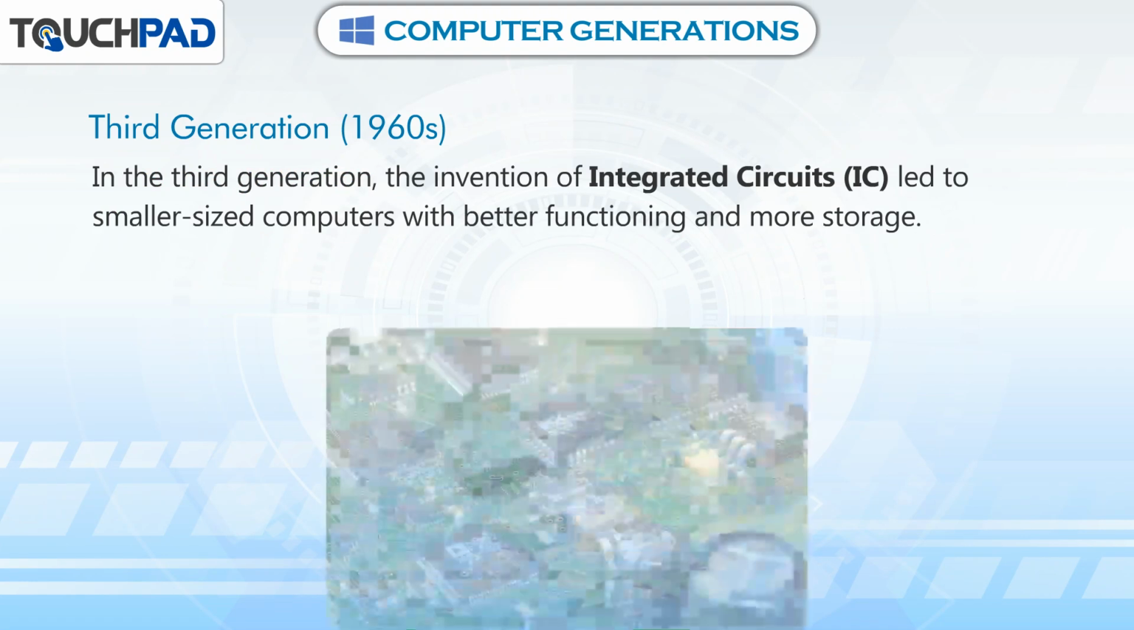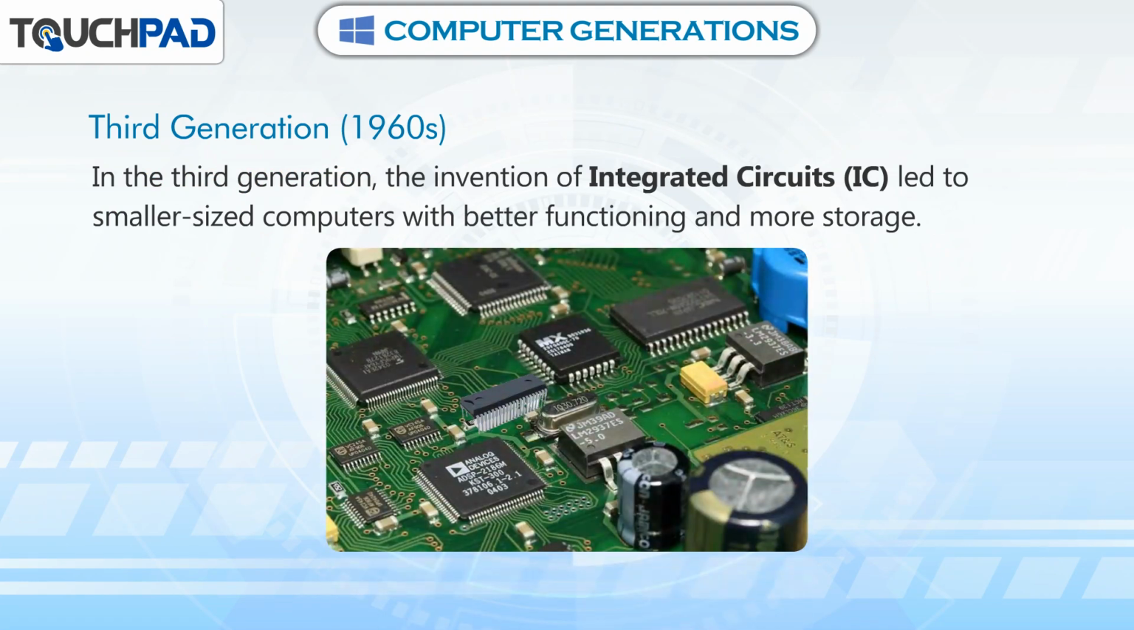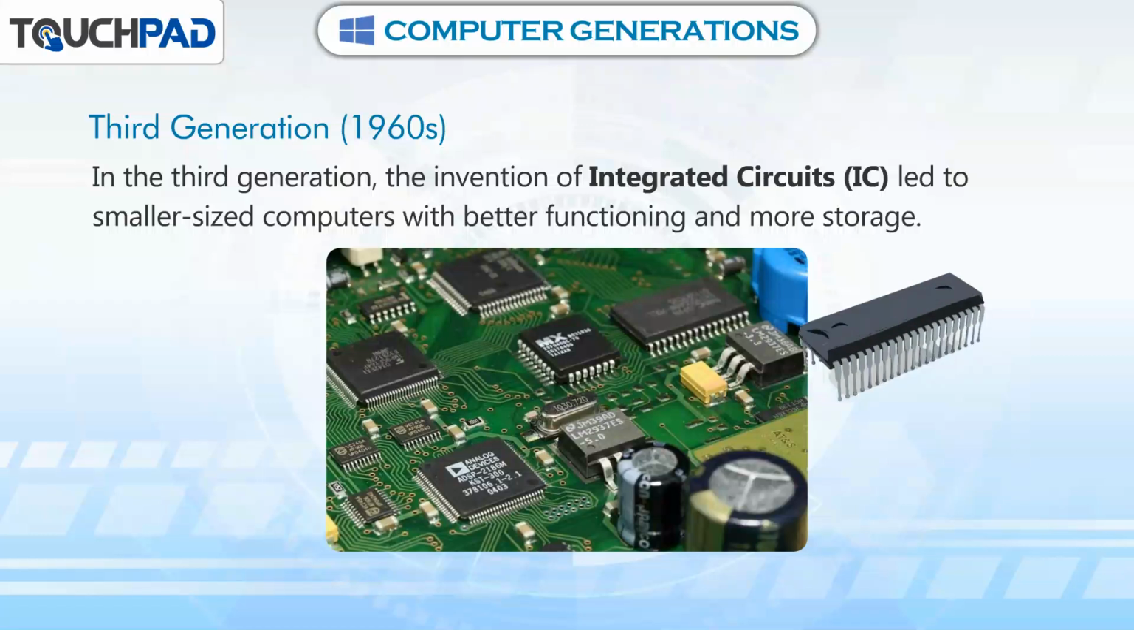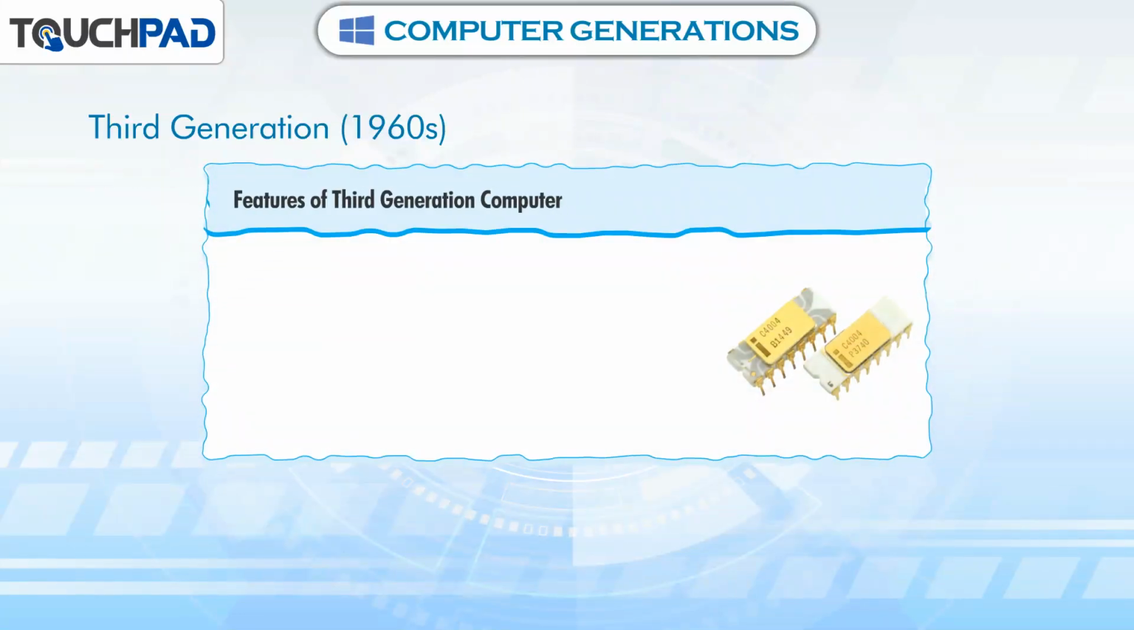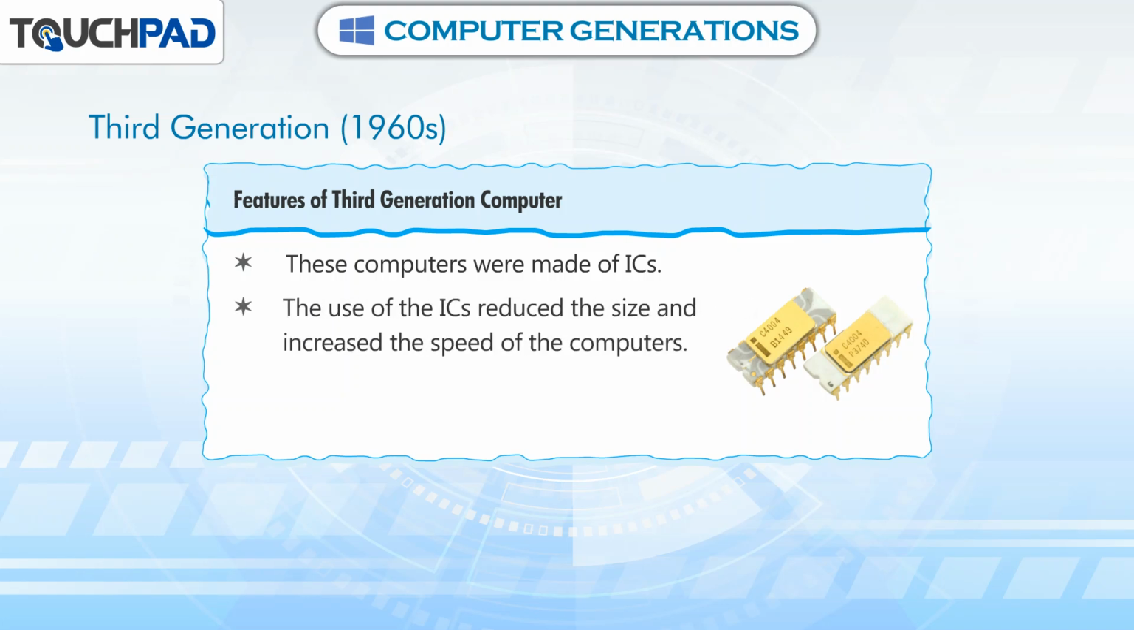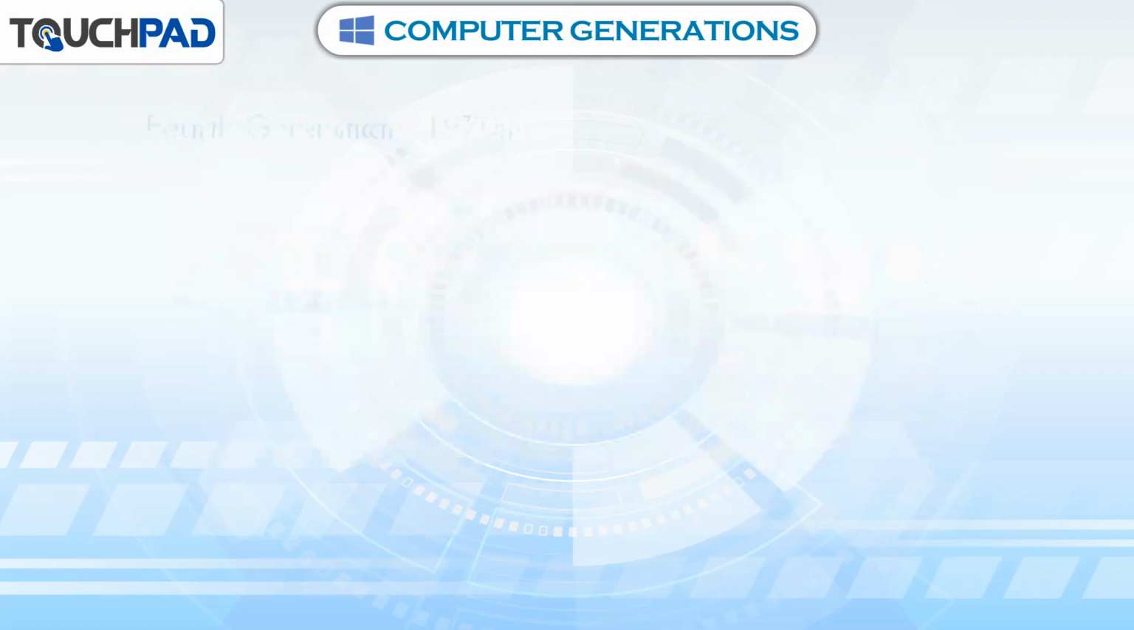In the third generation, the invention of integrated circuits, IC, led to smaller sized computers with better functioning and more storage. Features of third generation computer. These computers were made of ICs. The use of the ICs reduced the size and increased the speed of the computers. They were more affordable and dependable.